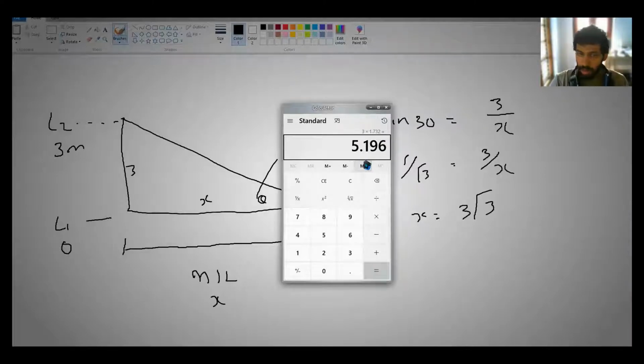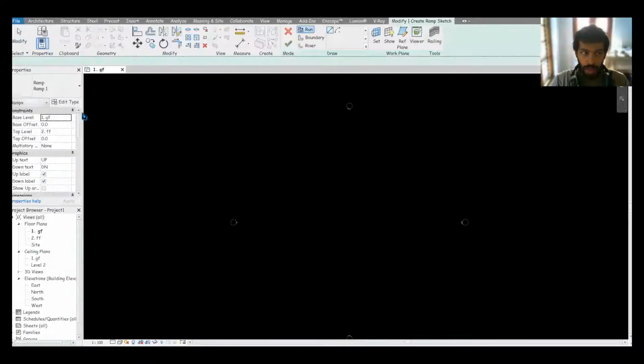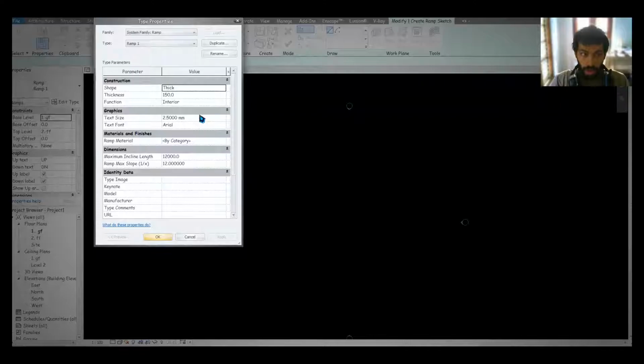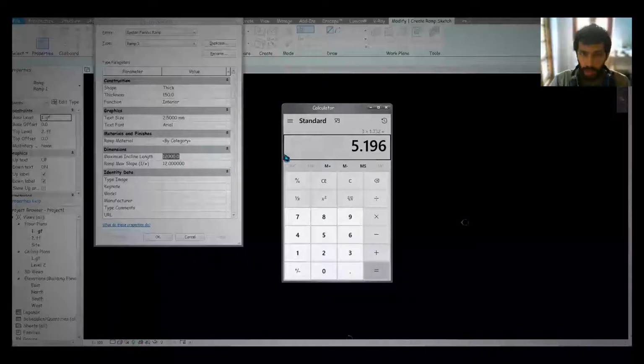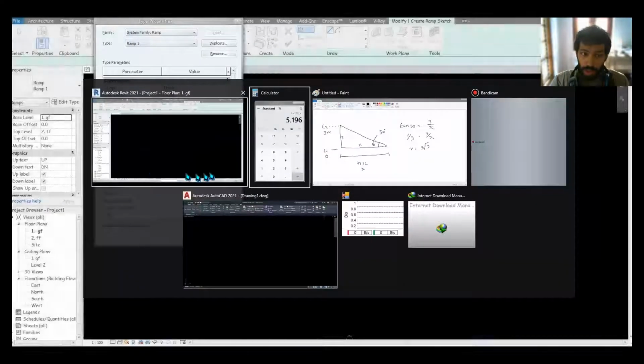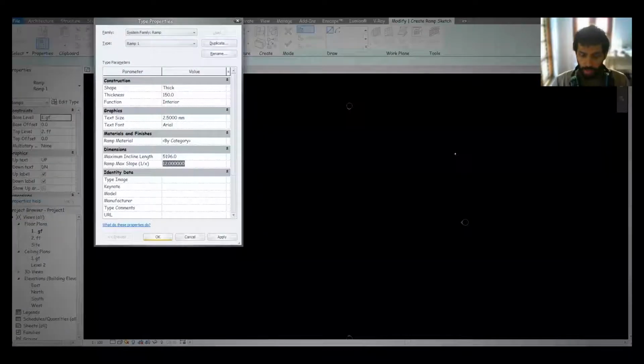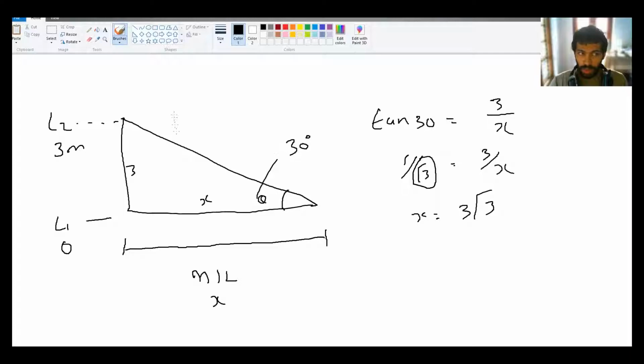You keep this value here and get into Revit Architecture, pick up the ramp option here and get into Edit Type. There's an option called maximum inclined length. The value for maximum inclined length is 5196, as I'm converting this into millimeters. And the slope is represented as 1 by x, right in here you can see 1 by x. X is what? Root 3. Give the value for root 3, 1.732. The height of the level should be 3 meter.